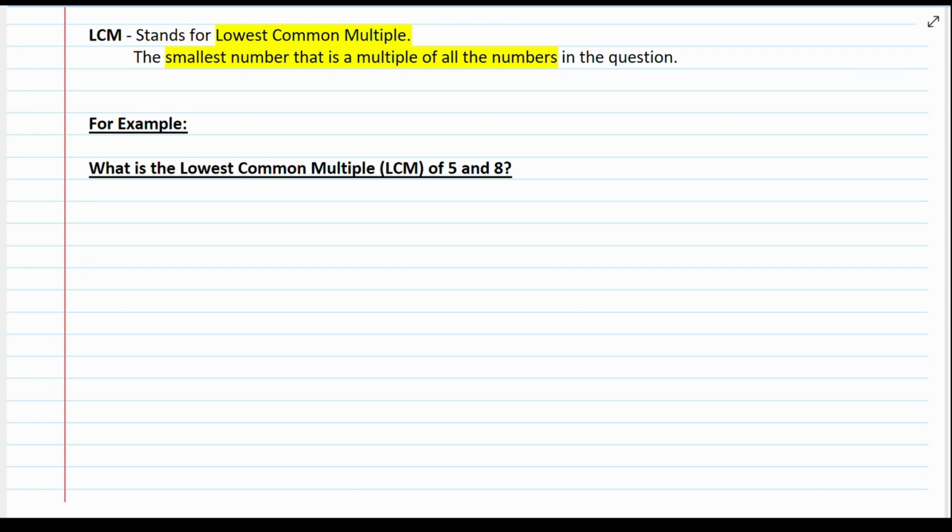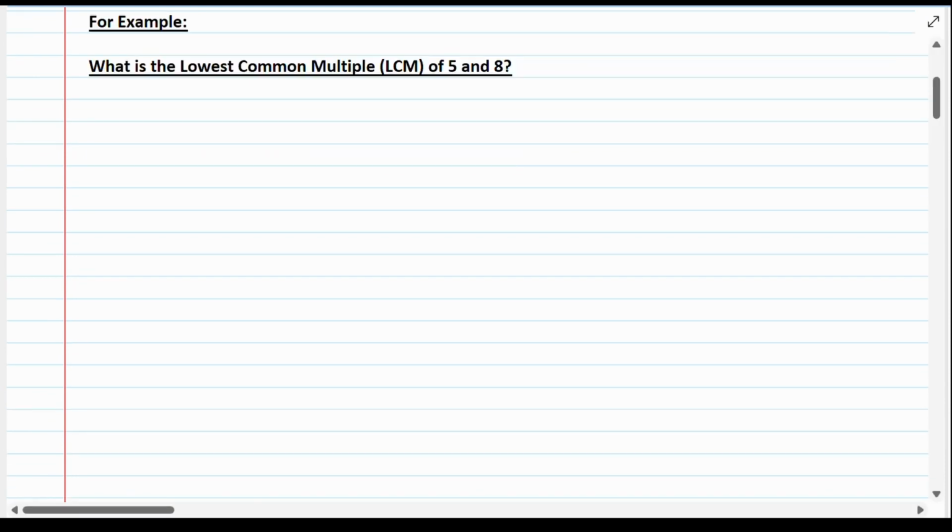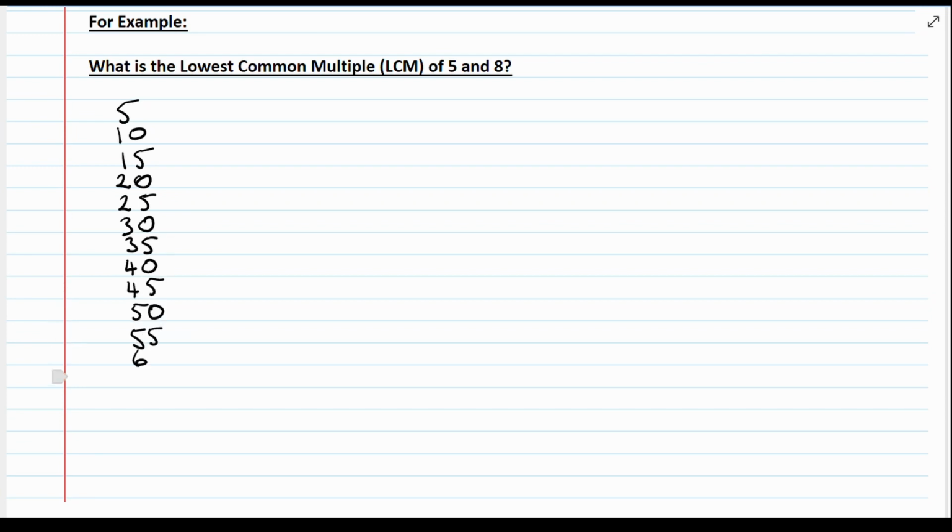Like many things in maths, it's best explained and shown through an example. So, if we look at this example, what is the lowest common multiple of 5 and 8? The first step to answering this question is going through the multiples of each of those numbers. So, let's list out the multiples of 5. We have 5, 10, 15, 20, 25, 30, 35, 40, 45, 50, 55, 60, 65, 70, 75, 80. And you can continue going on and on forever.